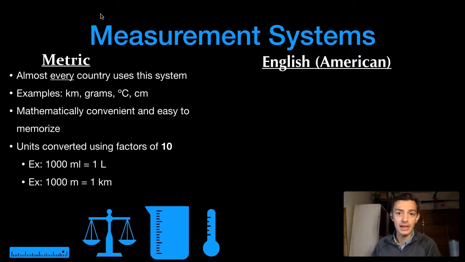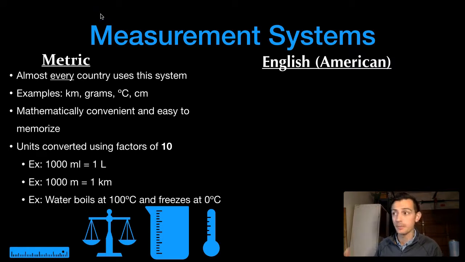Another example would be how many meters there are in a kilometer. There's, I think, something like 2 kilometers per mile. I might have that wrong, but there's exactly 1,000 meters in a kilometer, and it's very easy to convert between meters and kilometers. And then another easy to memorize factor is that water boils at 100 degrees Celsius in the metric system, in centigrade, and it freezes at 0.